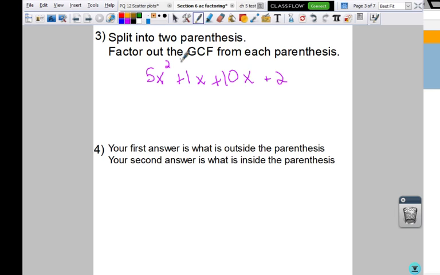So what I'm going to do, I'm going to put parentheses around my first 2 terms. I'm going to put parentheses around the second 2. And I'm going to look at each individual parenthesis, and I'm going to factor out my greatest common factor from each parenthesis.